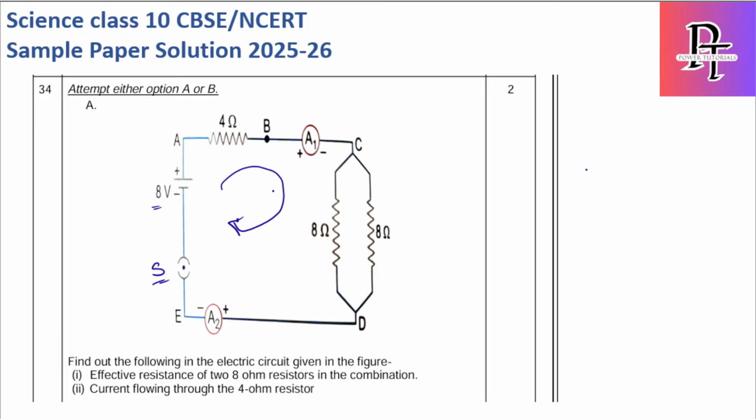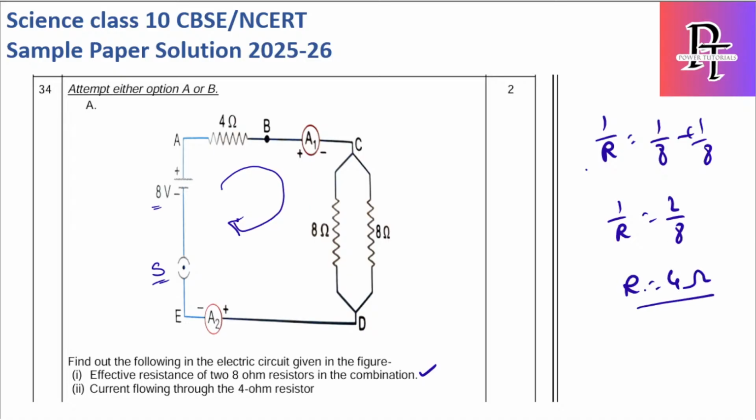Answer 4 ohms. Okay, the effective resistance of the 2 ohms resistance combination. Yes, Ram, you are correct. The answer should be 4 ohms because for parallel combination, the effective resistance is 1 by R is equal to 1 by 8 plus 1 by 8. So 1 by R is equal to 2 by 8. So R value is equal to 4 ohms. Very good. What about the second one?